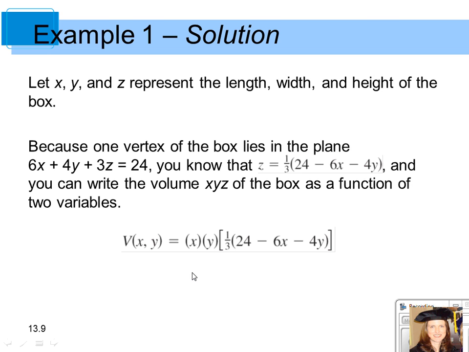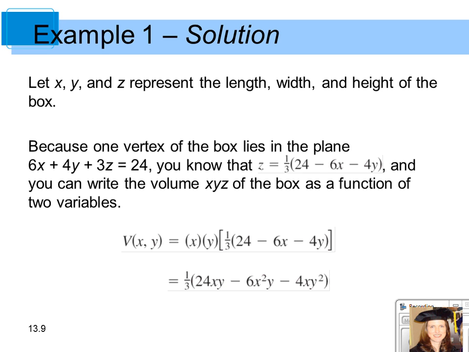Using the second partials test requires us to find a critical value. The critical values are where the partial derivative with respect to x and the partial derivative with respect to y are both equal to 0. So I would recommend distributing this x and y and then taking those partial derivatives with respect to x and y.